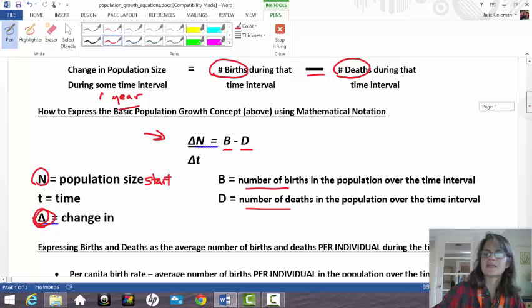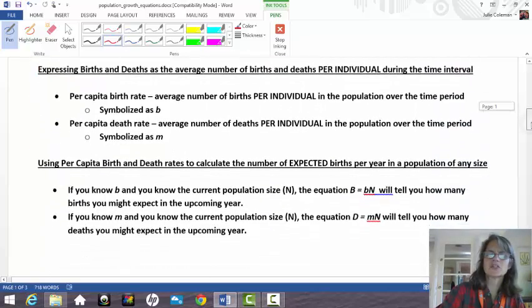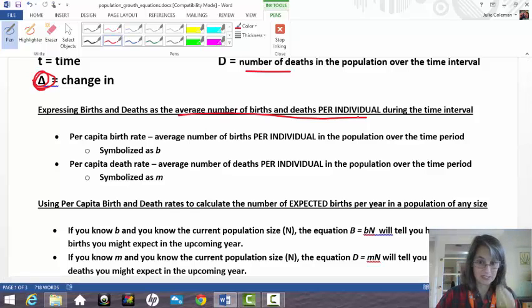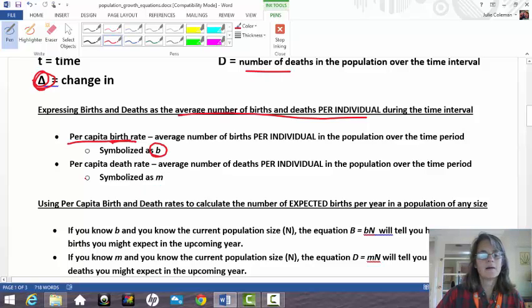Okay. Now, the thing we need to understand, though, is that births and deaths are often expressed in terms of being per capita, meaning the average number of births and deaths per individual during some period of time. So usually this is going to be some decimal number often. Okay, so your birth rate per capita is symbolized as a little b. Per capita death rate is symbolized as a little m. So just be aware of that.